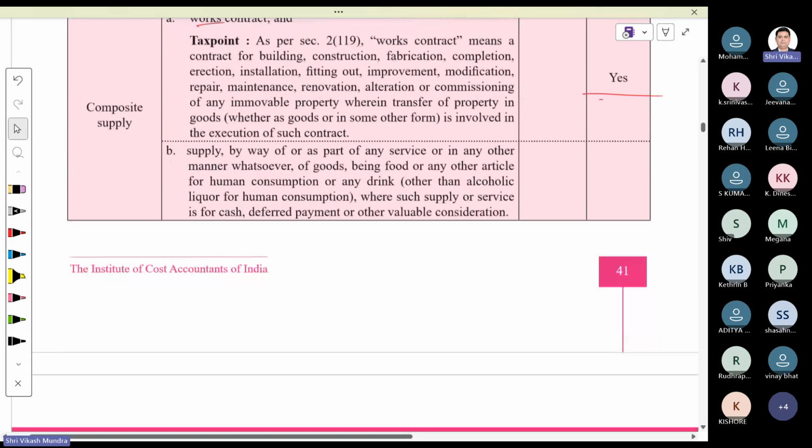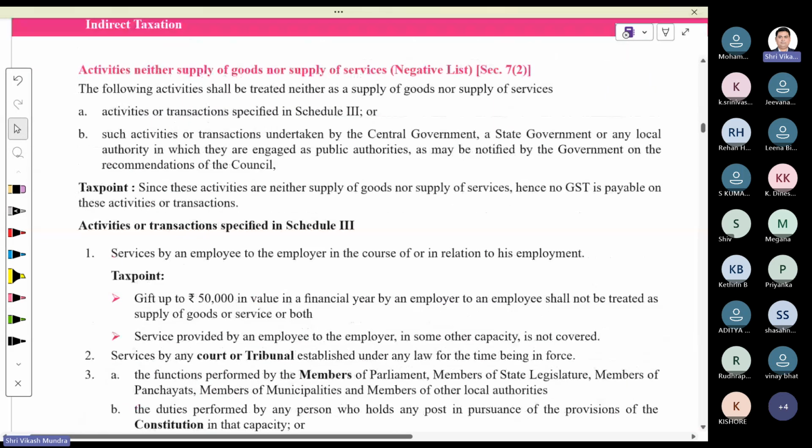After that, there is again a third schedule, called activities. Schedule number 3 is also called the negative list. If any activities are listed in Schedule 3, that denotes it will be considered neither a supply of goods nor a supply of services. Hence, since it is not a supply of goods or services or both, GST is not applicable on this type of activities.